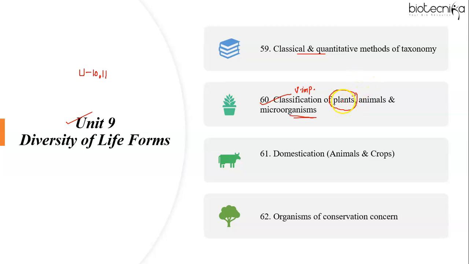Then even a question on apomorphies can be asked. The apomorphies can be given and you have to determine the sequence from primitive to advanced or vice versa, depending on what is asked in the question.